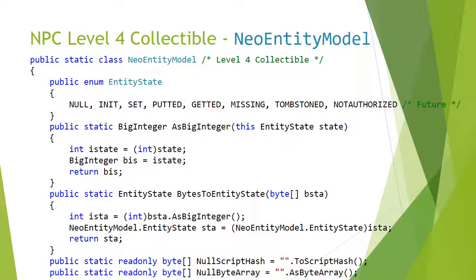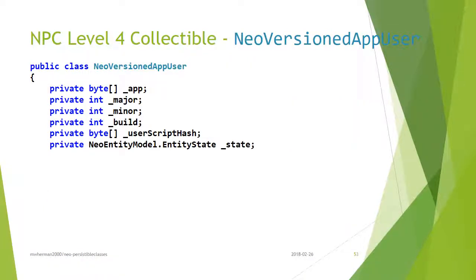Just some utility variables that will help us support the implementation of Neo storage keys. Here's a brand new class, a brand new utility or internal class called Neo versioned app user. That's a mouthful. And really the whole idea of the collectible level of support is to be able to have something better than just simple string keys or simple byte keys.